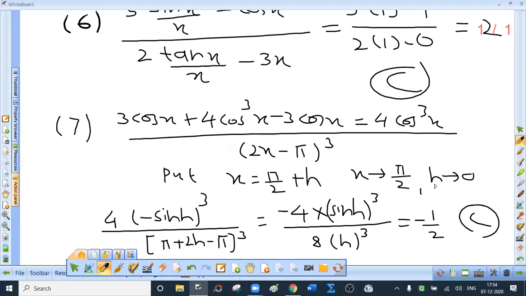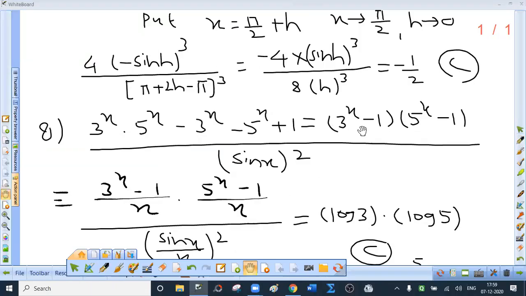Now what is cos of pi by 2 plus h? Minus sin h, right? And what about the denominator? 2x means pi plus 2h minus pi. Now cube of minus 1 is minus. So this is minus 4 into cube of sin h upon 8 into h cube. Now sin h upon h tends to 1, its limiting value is 1. So it is simply minus 4 upon 8, that is minus half, which is given in option C.